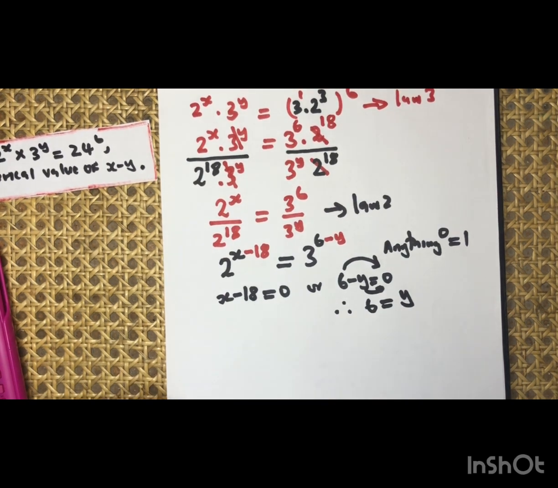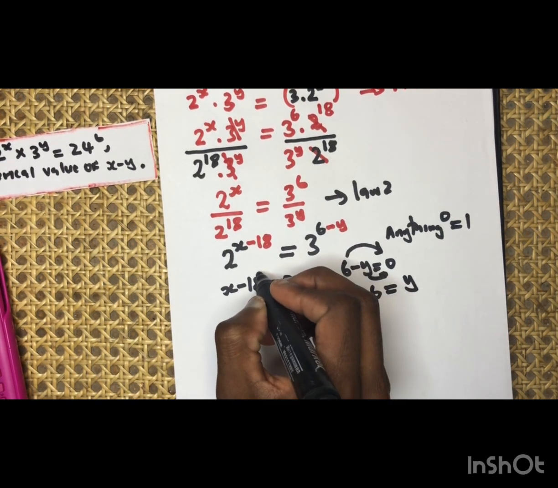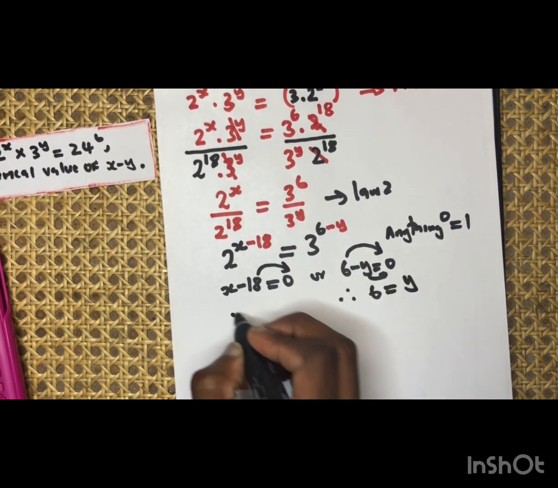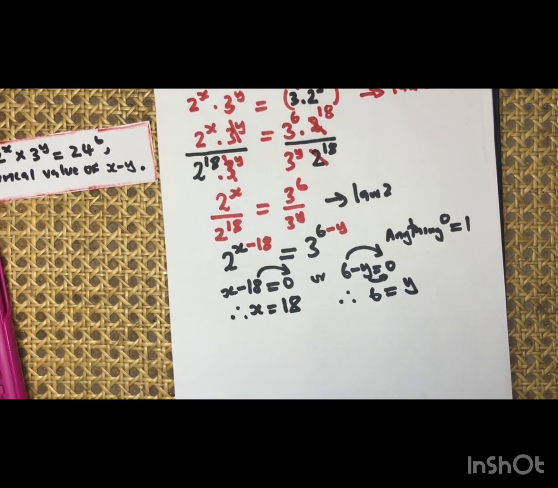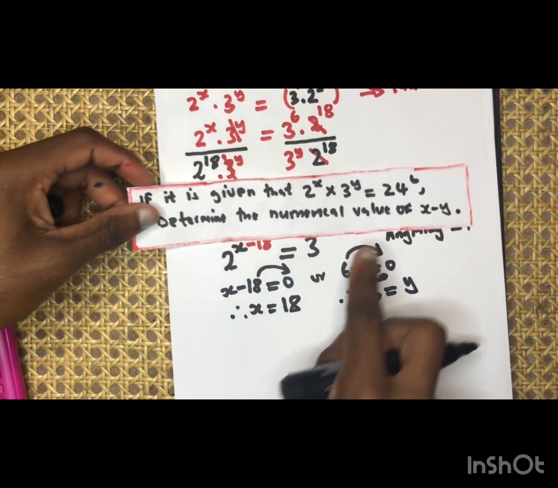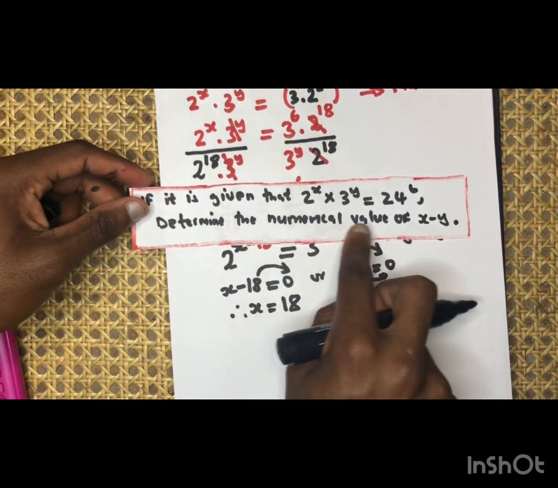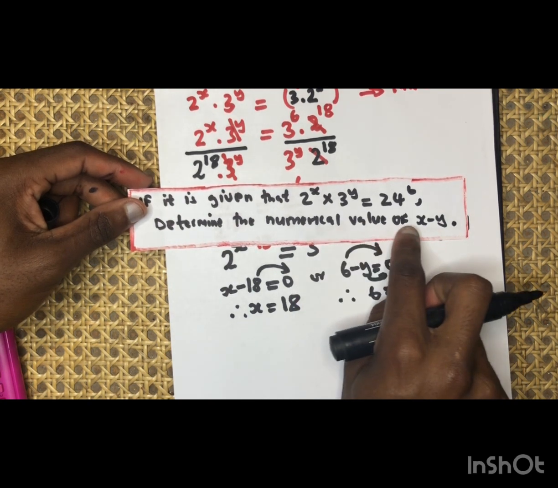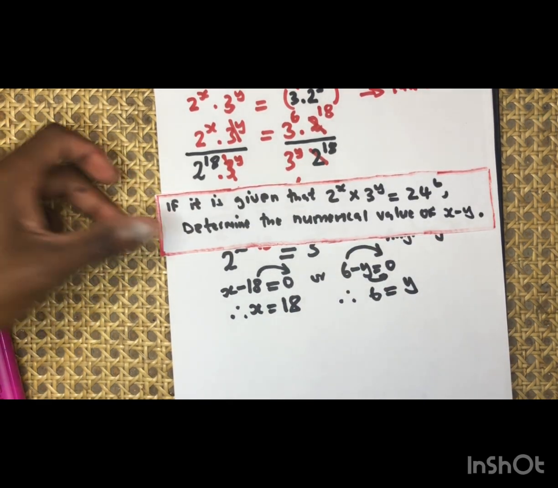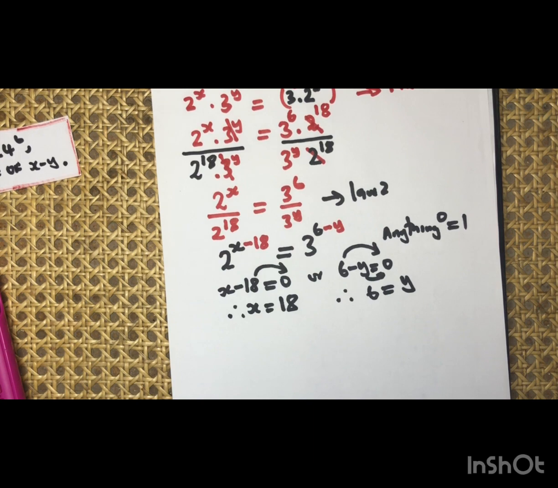So that's the value of y. So for x, just transpose 18 to that side. Therefore, x is equal to 18. Understand? But the question was saying, determine the numerical value of x minus y. So it's easy now. So what must we do now?